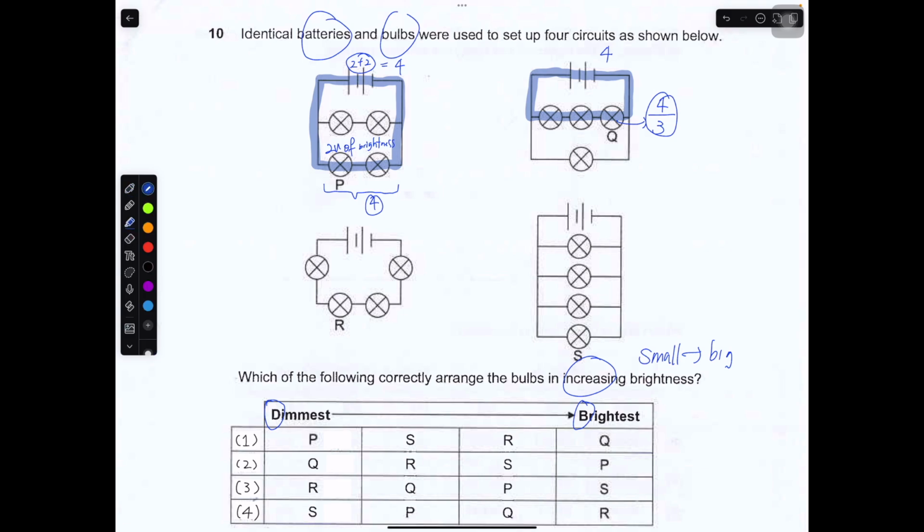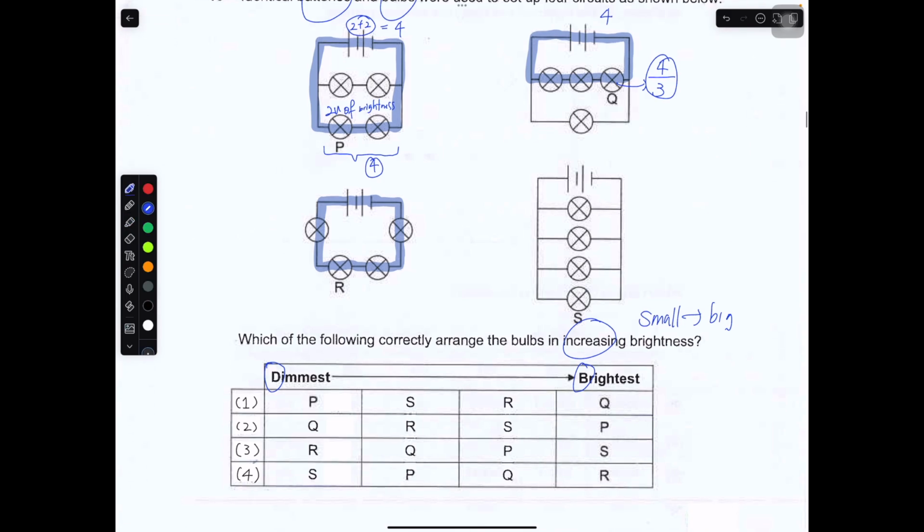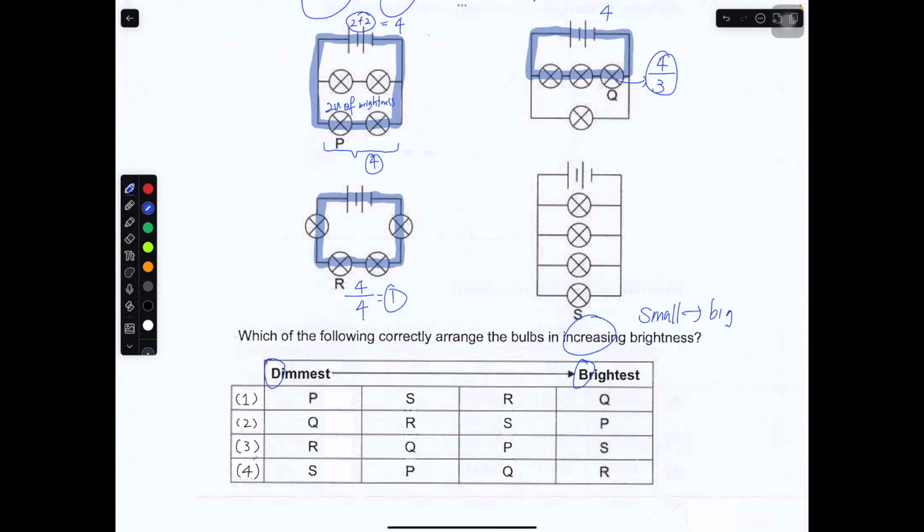There's a way I'm doing this method mathematically. So same thing. You have 4 units of power divided by 4 bulbs. 4 divided by 4 is 1 unit. So this will shine with 1 unit of brightness. From here, you most likely know which one is the dimmest.